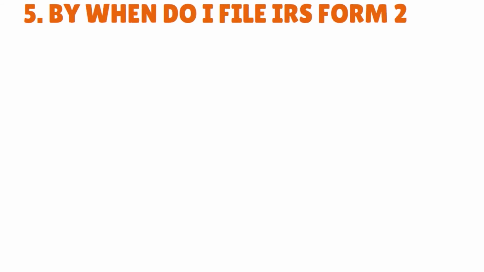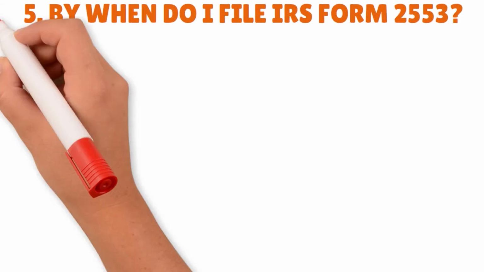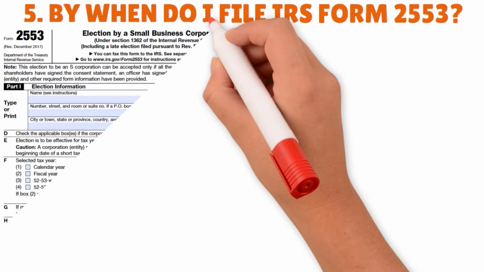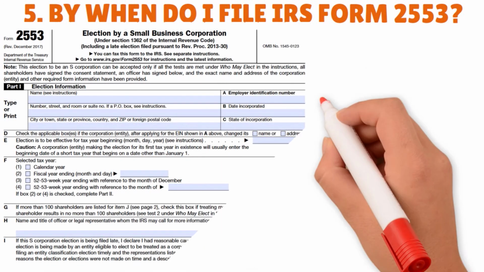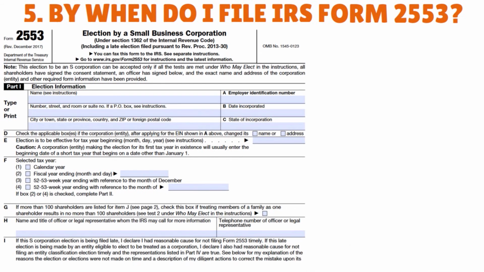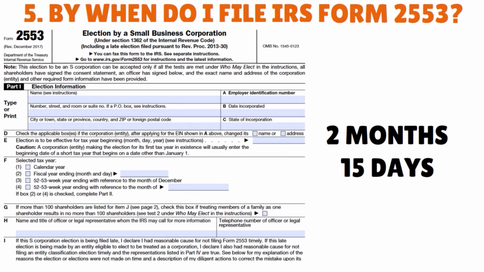I want to talk now about by when you should file Form 2553. What are the regulations in terms of deadlines? The deadline to file Form 2553 is 2 months and 15 days after the start of the tax year in which you want the election to take effect.